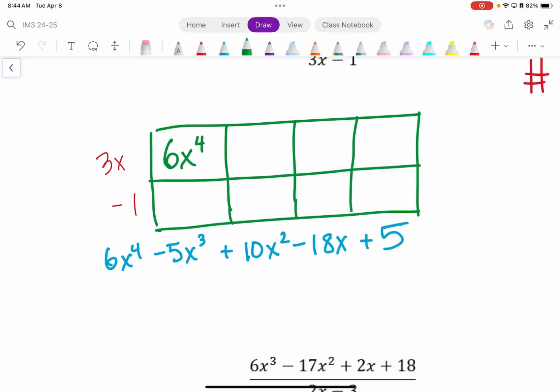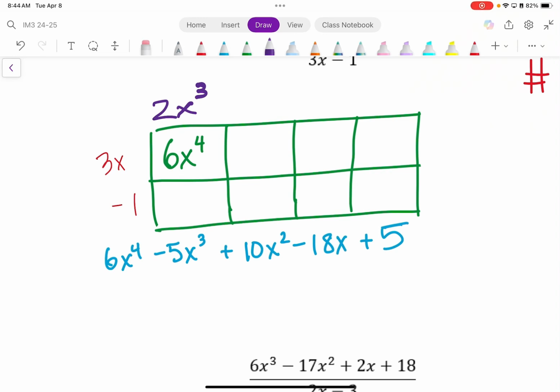So remember that an area model is multiplication. So we have to determine 3x times what number is going to multiply to 6x to the fourth. Once again, think about 3x times what number multiplies to 6x to the fourth. Sophia? 2x to the third. Very good. So that's going to be 2x to the third.